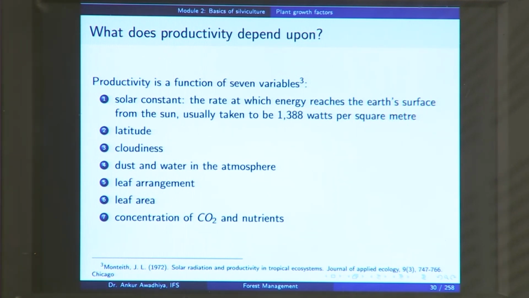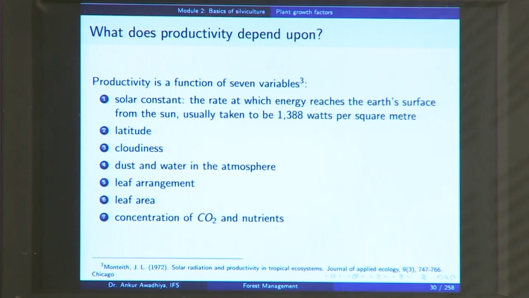Now, what we are saying here is that the primary source of all the energy is the sun, and so if the amount of energy released by the sun is less, the energy that will reach the earth will also be less, and if we have less energy to begin with, the plants will not get enough energy, and so the productivity of the plants will also reduce. But typically the solar constant does not vary very much, it is more or less constant. So, we take it as a constant at 1388 watts per square meter.